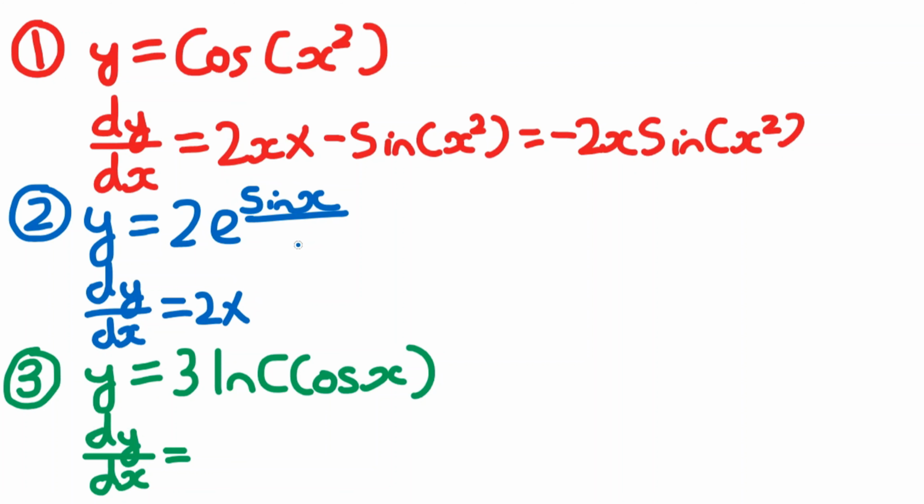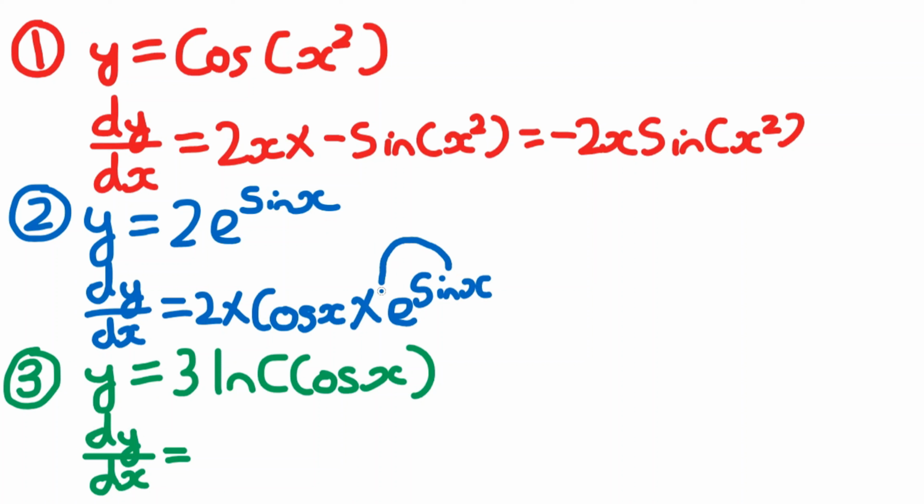The inner function is the sin x, and the outer function is this e to the power of. So the inner function differentiated is sin x differentiated, which is cos x, and this is multiplied by the outer function differentiated, which is this e to the power of. And when you have e to the power of something, there's no effect, so it's still going to be e to the power of sin x, like this here.